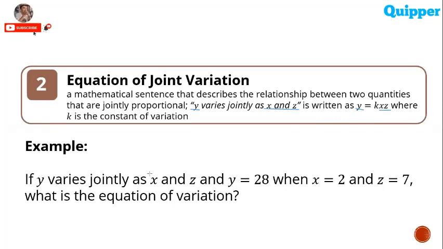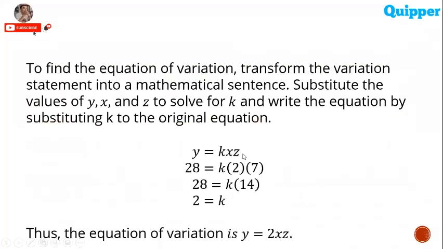For example, if y varies jointly as x and z, and y is equal to 28 when x is equal to 2 and z is equal to 7, what is the equation of variation? In this example, you're asked to give the equation of variation. To find the equation of variation, transform the variation statement into a mathematical sentence. That's the first step. Then substitute the values of y, x, and z to solve for k, and write the equation by substituting k into the original equation. That is y equals kxz. This is our mathematical sentence.